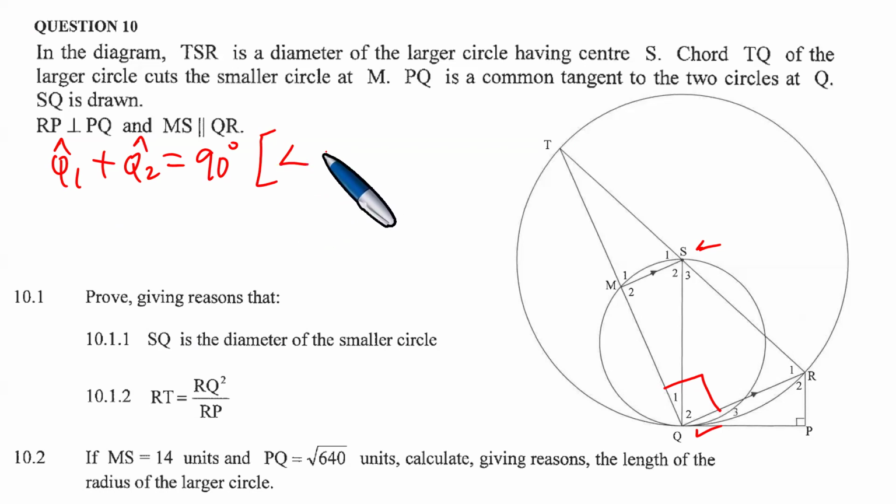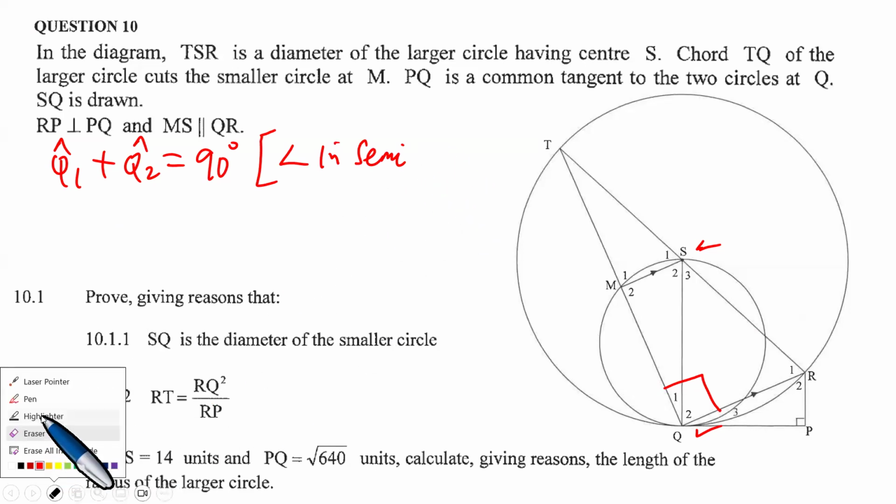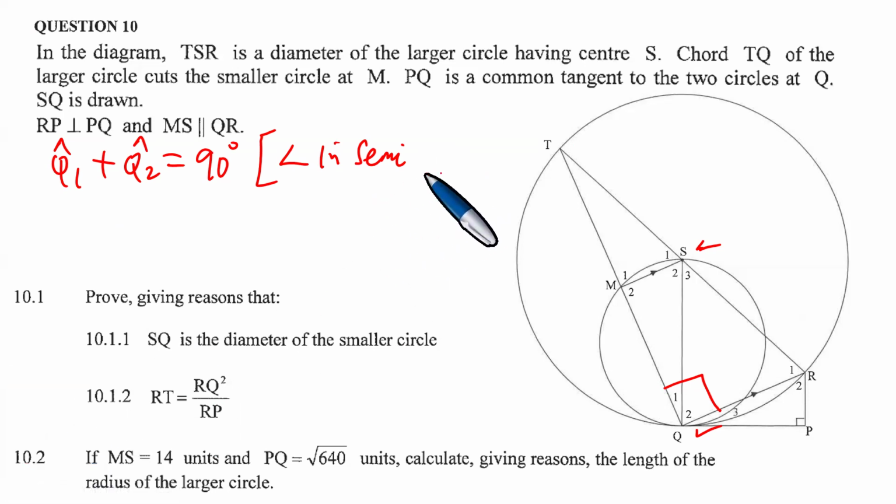And this is an angle in semicircle. Right, the angle Q1 plus Q2 is 90 degrees. Angle in semicircle. Because Q1 and Q2 are angles subtended by the diameter. So this is an angle in semicircle, where semi means half. We're dealing with half a circle.